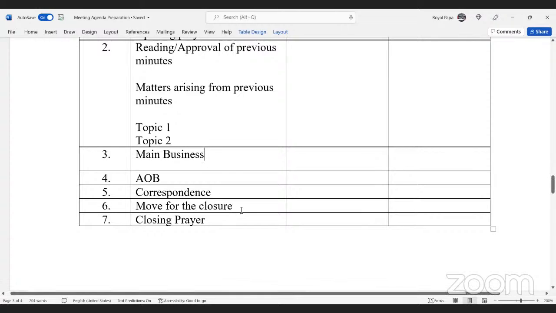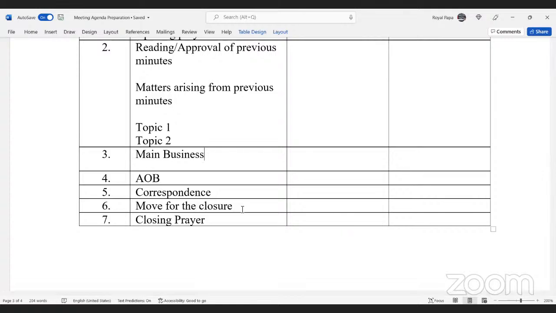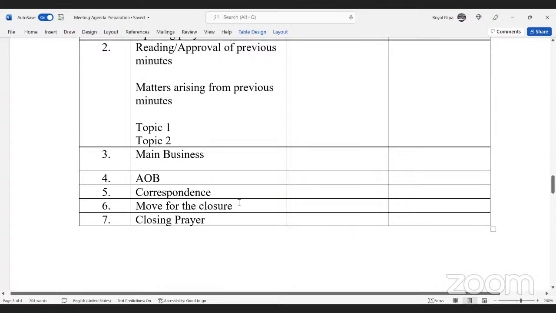Then move for the closure. Always put this there, because I've attended several meetings where you want to close, and then someone says, oh, no one moved for the closure of the meeting. Then you have to come back again, saying someone should have moved. Put it there, so that the chairperson or the leader may know that you need to move for the closure of the meeting. And then you go to the closing prayer.